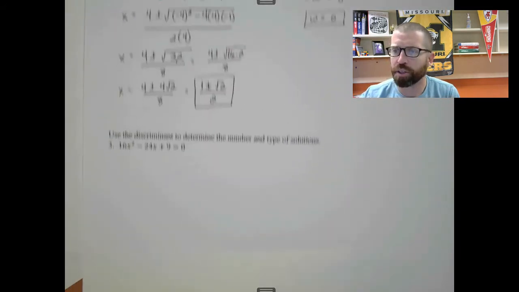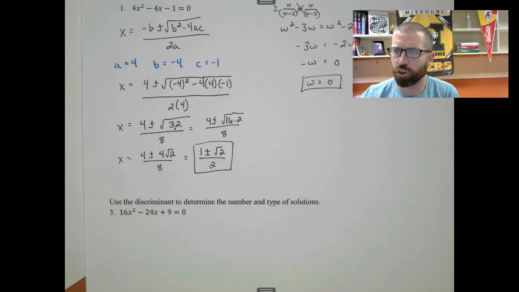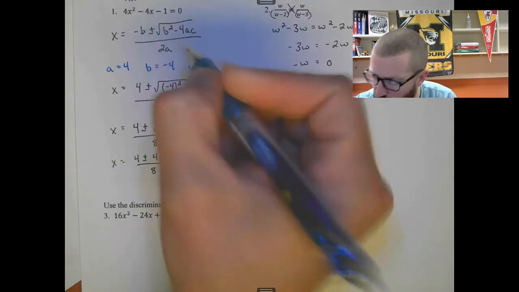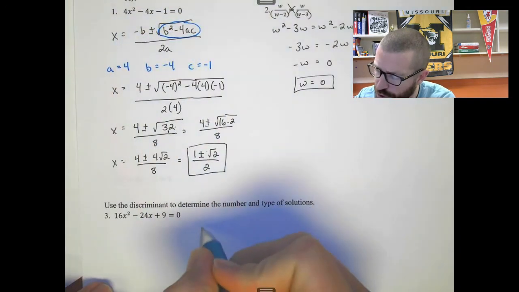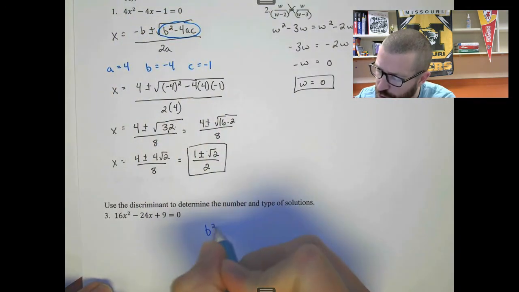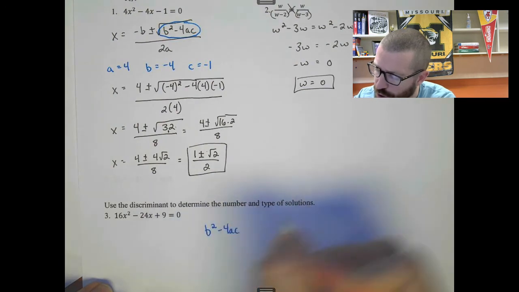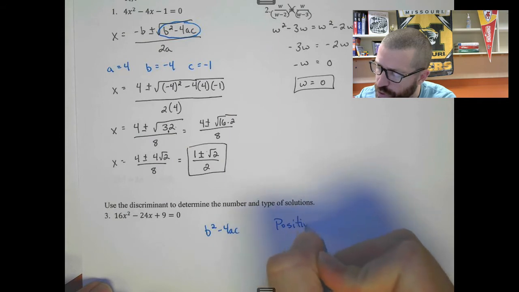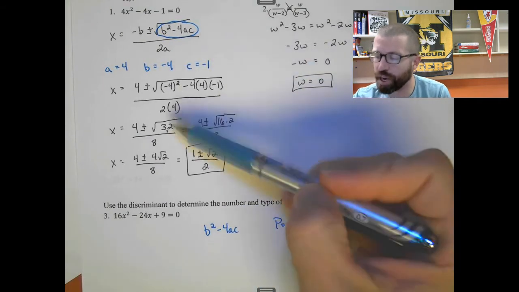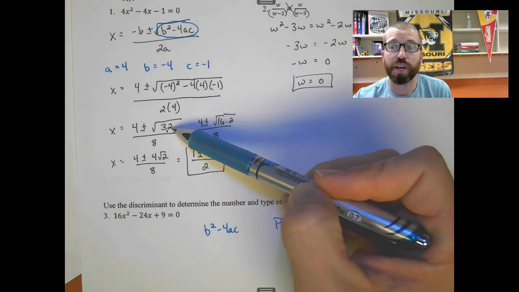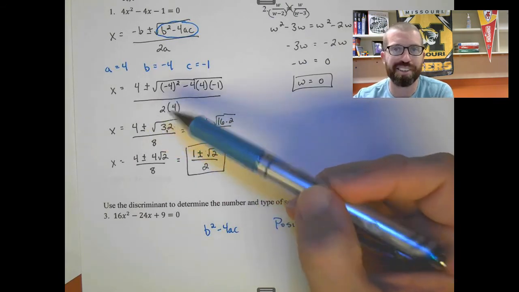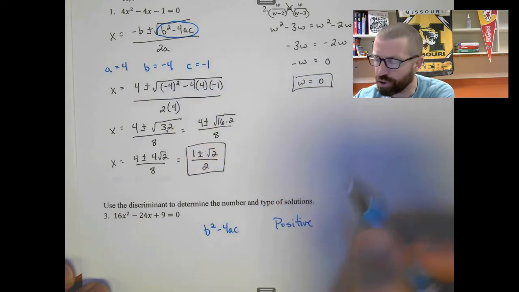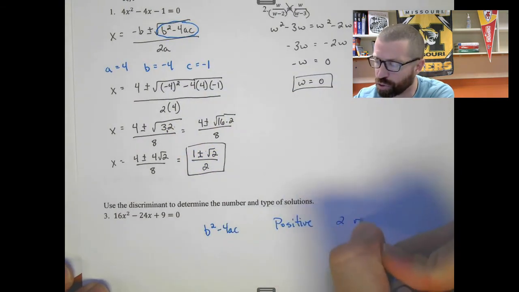Okay, the discriminant. So the discriminant is this guy right here. So it is b squared minus 4ac. Let's say the discriminant is positive. What happens? What happened up here? I got a positive 32 right here. And so that gives me plus a number and then minus a number. Those numbers are always going to be distinctly different. And so if the discriminant is positive, there are 2 real solutions.